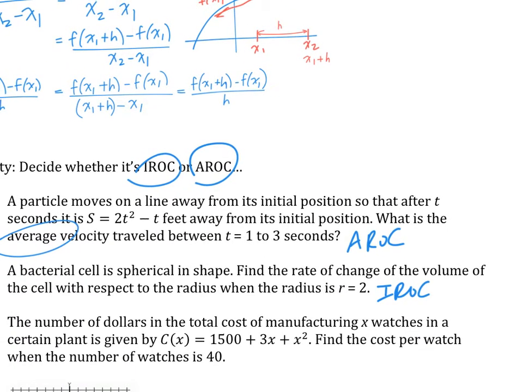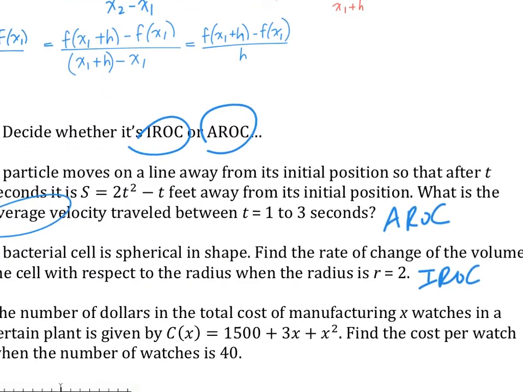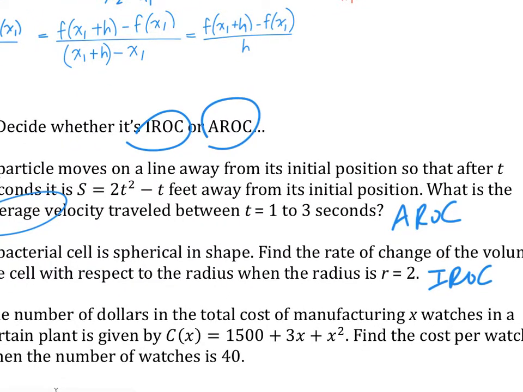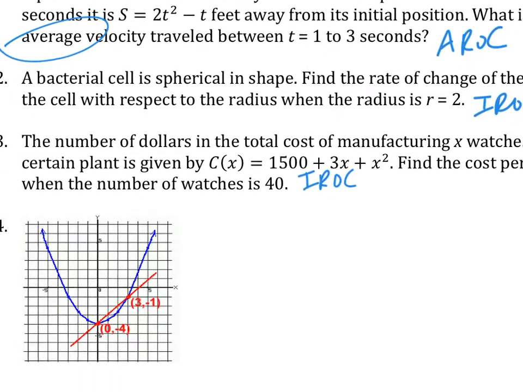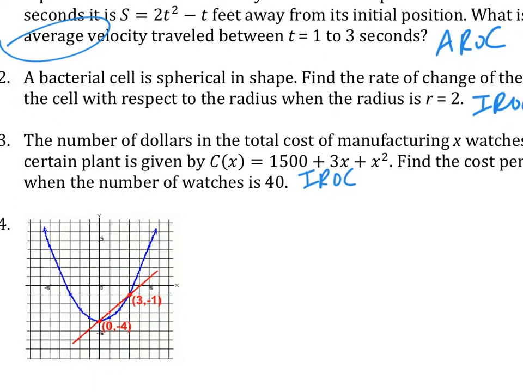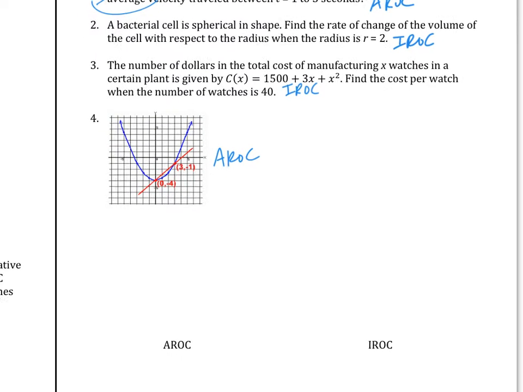Okay, next one. The number of dollars in the total cost of manufacturing x watches in a certain plant is given by this function. Find the cost per watch when the number of watches is 40. IROC. Good, you guys are getting really good. So IROC because we want to figure out the change at 40. Okay, last one. What is this? AROC or IROC? AROC. Why is it AROC? Secant line. Good. All right.